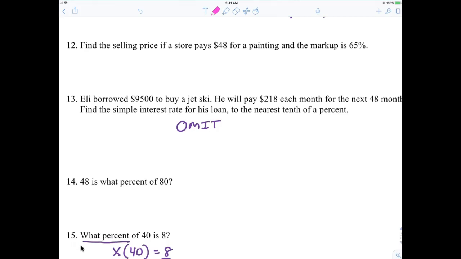Okay, so it's 48 times 1.65. Right, because it was a markup of what? 65%. You with me? So this was what? 100% plus the 65%. We want what we're selling it for, not the markup. Thank you very much. So if I do 48 times 1.65, we're going to sell that painting for how much?